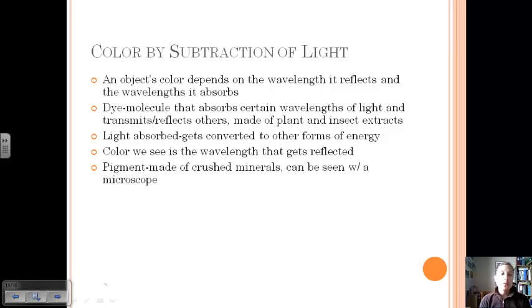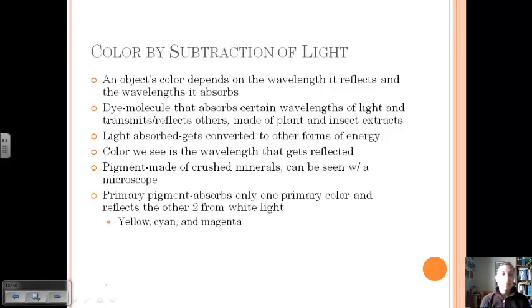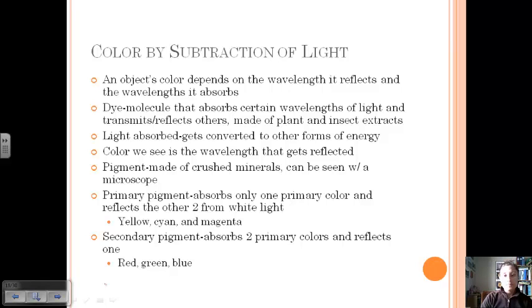Another way to emit different colors is through a pigment. Instead of plant or insect extracts, this is made of crushed minerals, and you can see the little particles with a microscope if you zoomed in. A primary pigment absorbs only one primary color, and it reflects the other two from the white light, because remember, white light is just a combination of all colors. So these, because we're now talking solid media, would be yellow, cyan, and magenta.